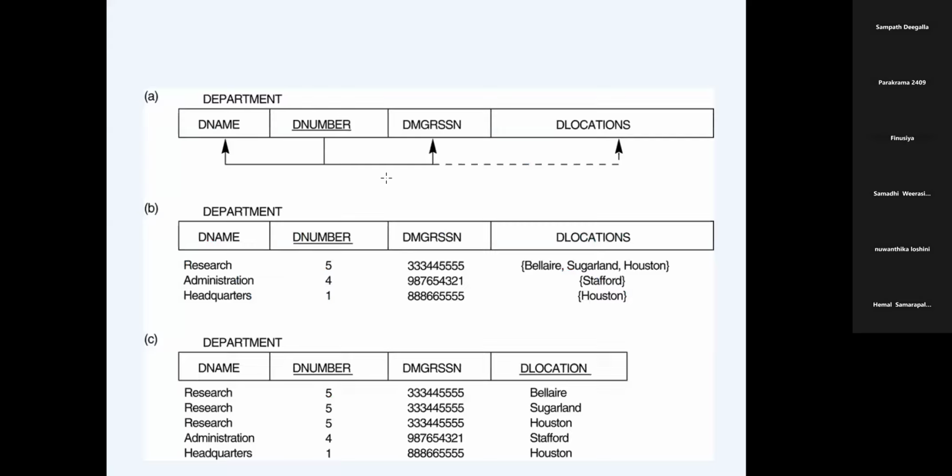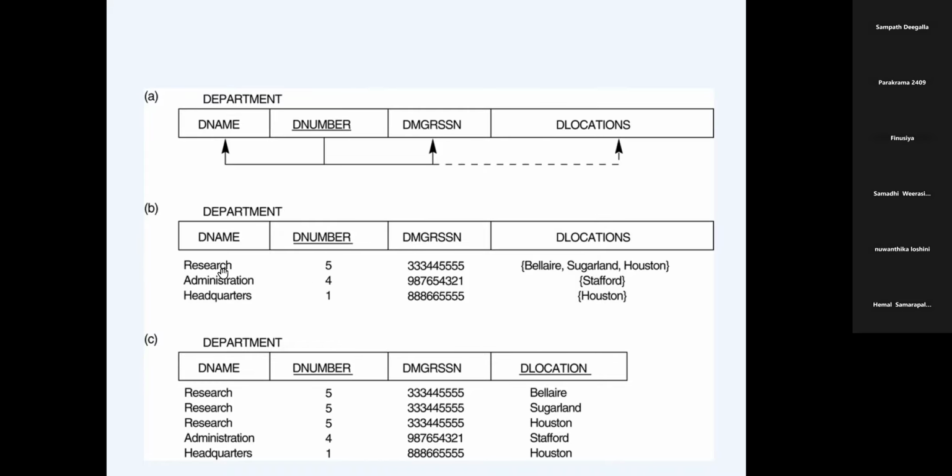Okay, let me show you an example. Let's say you have a department relation like this. Remember, in our department, we had multiple locations. So, for example, if you think about the values we have, research department, administration department, headquarters, what could happen is that you might have them in different locations.